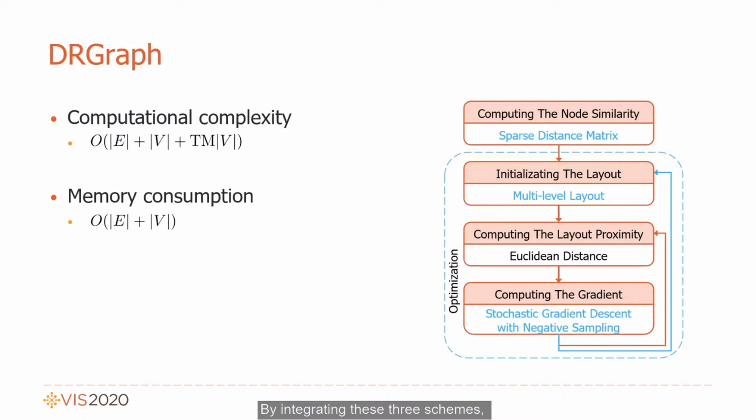By integrating these 3 schemes, DRGraph achieves a linear complexity for both the computational and memory consumption, O(N).